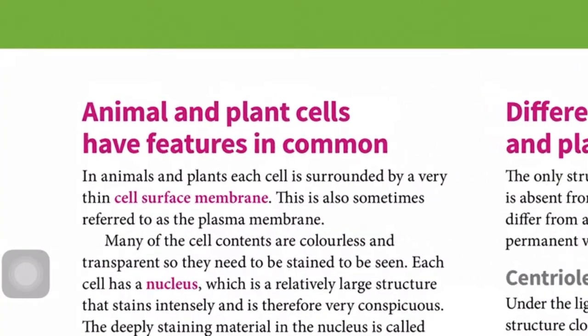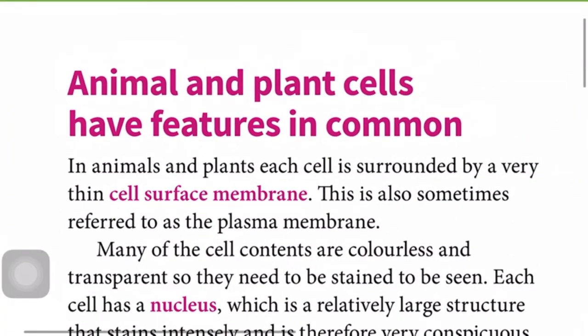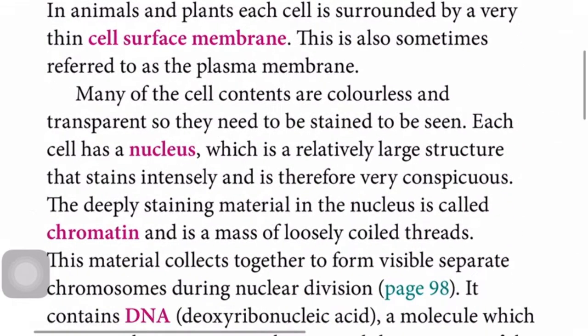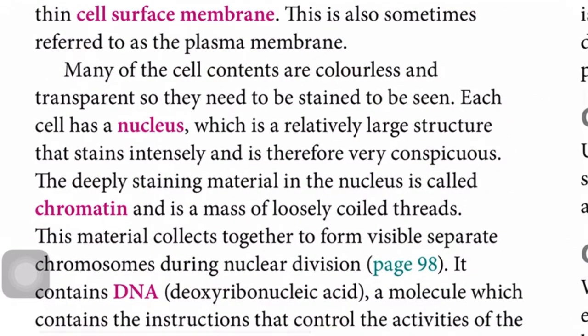Animal and plant cells have features in common. In animal cells and plant cells, each cell is surrounded by a very thin surface membrane. This is also sometimes referred to as the plasma membrane. Yes, I told you, many of the cells' contents are colorless and transparent, so they need to be stained to be seen. Each cell has a nucleus, which is a relatively large structure that stains intensely and is therefore very conspicuous.